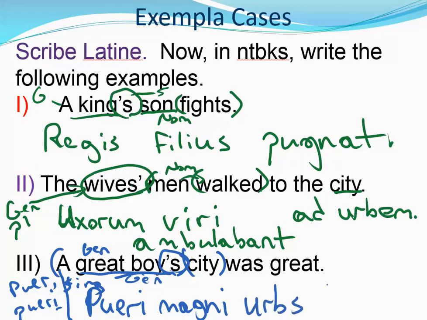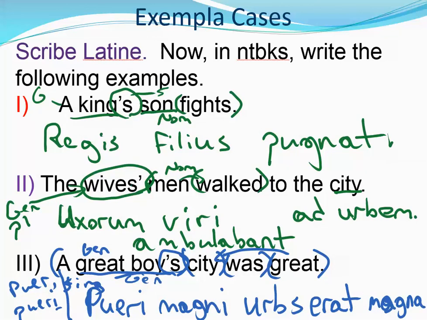So verbs. Since was is a word we are going to look at in the next couple of chapters, erat is the word for was. Now great. Great describes the city, so we need it to be nominative. But should we choose magnus, magna, or magnum? Well, that depends on the gender of the city. Since the word city is feminine, we're going to choose magna. And that's it in a nutshell.